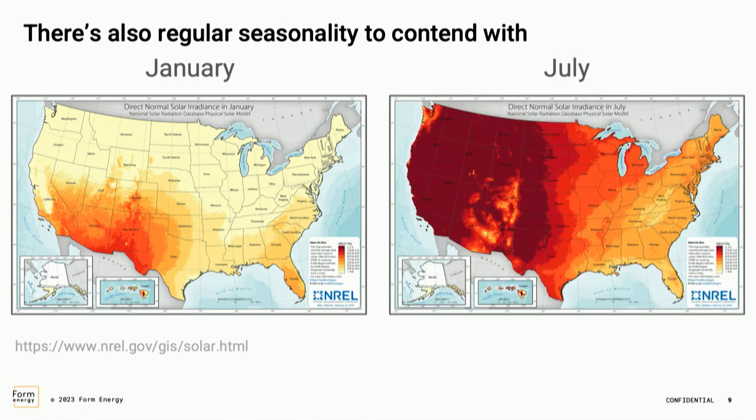If you look at the picture in July, it's a very different picture, right? The sun is shining very differently in the summer than in the winter. What does that mean? Is that actually showing up anywhere as we're putting solar into the grid? Does this matter or not?